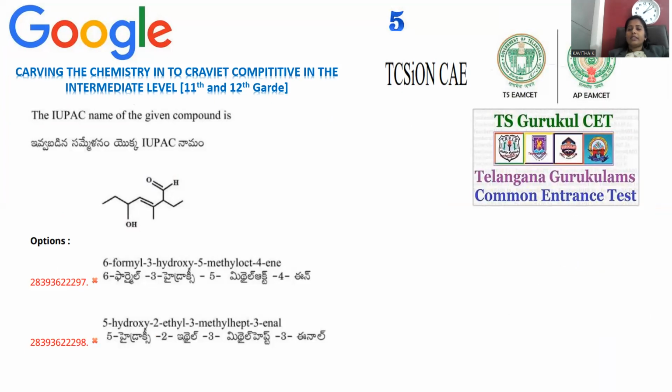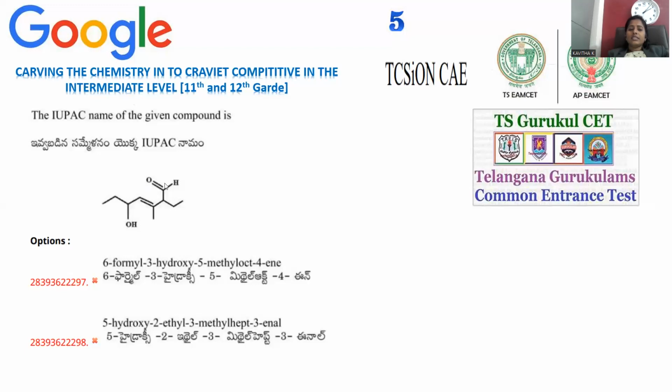Question number 5 is collected from organic chemistry. The IUPAC name of the given compound. The compound is provided, and the IUPAC name is to be assigned. IUPAC stands for International Union for Pure and Applied Chemistry.